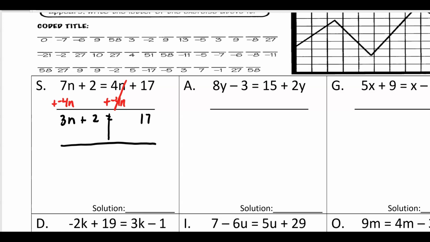So I see constant of 2, so I'm going to add negative 2 to both sides. 2's cancel off because they're 0. 3n gets dropped down exactly where it is. Equal sign gets dropped down where it is. 17 plus negative 2 is 15. And I see multiplication, so I end up with division. So n is equal to 5.